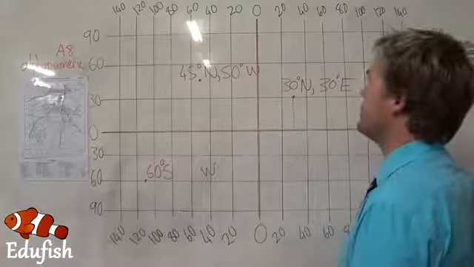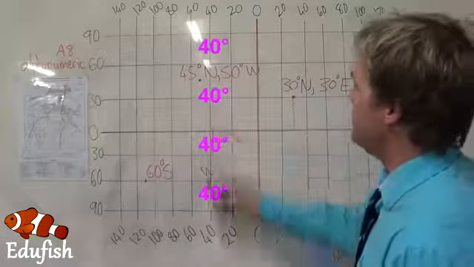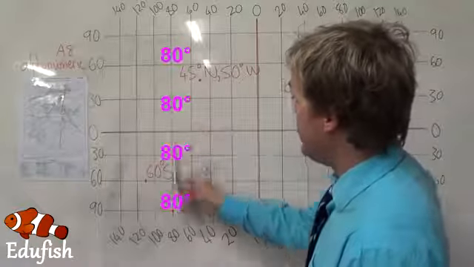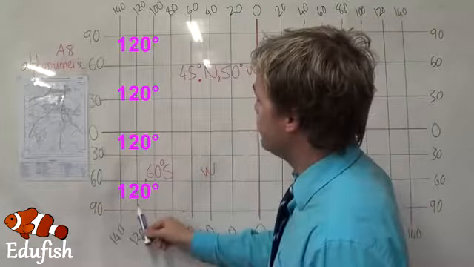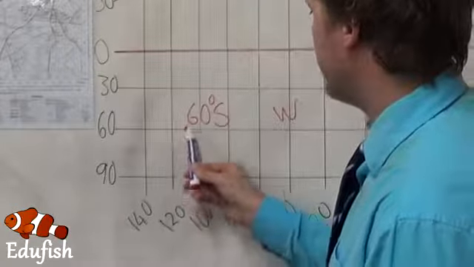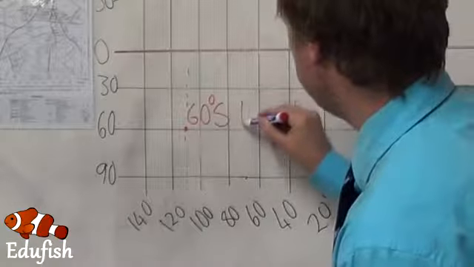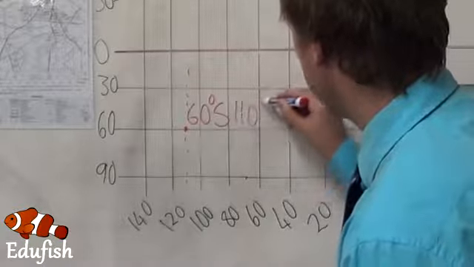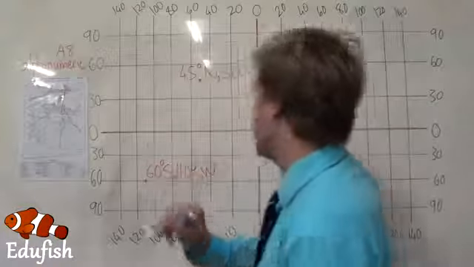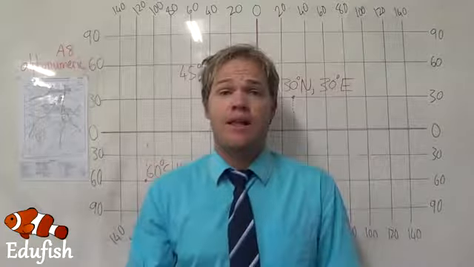And how far is it to the west? Here's north, there's 20, there's 40, 60, 80, 100, 120. It's exactly halfway between 100 and 120. And thus, it's going to give us 110 degrees. 110 degrees west. Don't forget to put the comma. People, that is how easy it is.